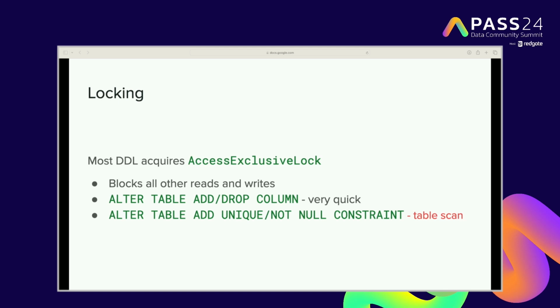But some statements, like adding a unique or not null constraint, can do table scans and hold the exclusive lock for very long. And here's a fun fact. Before Postgres 11, alter table add column was also a table scan. And this is a battle scar that we have at Robinhood.